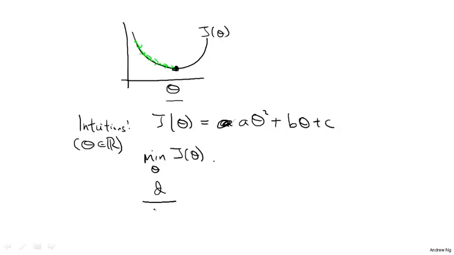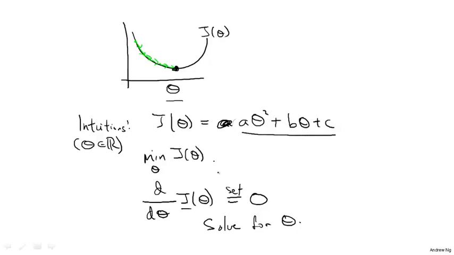So what you do is you take the derivative of J of theta with respect to theta, you set the derivative equal to 0, and then solve for theta. And if you can do this, which you can't do in closed form for all functions, but you can for a quadratic function like this, then you'd be able to find the minimum right away.